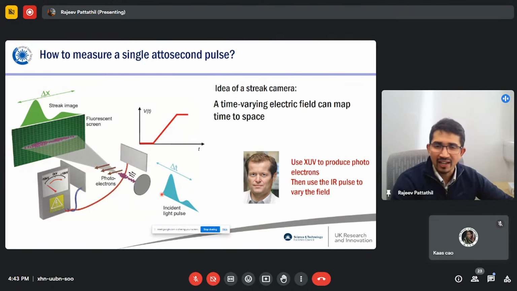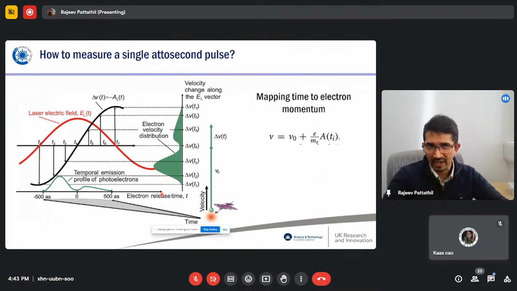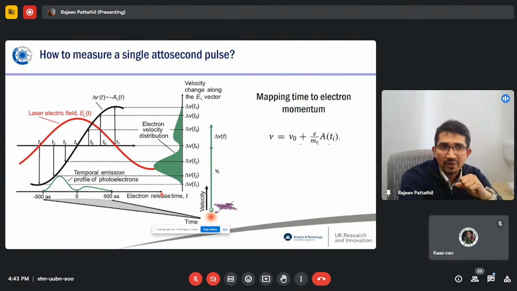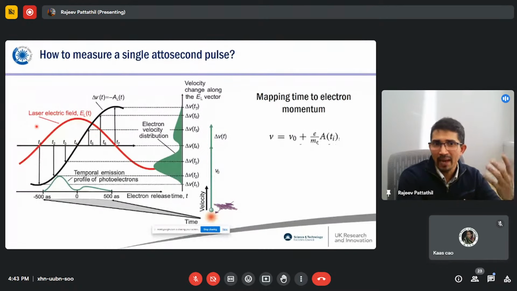So what Krausz did was to actually use the light field, or the driving infrared light field itself, to streak the XUV generated photons. So what he did was something similar. You took the high harmonic pulses, made an isolated attosecond pulse. I'll come to that in the next slide. Produced photoelectrons and swept the laser electric field across it to measure the energy or the momentum of the photoelectrons in order to actually map the shape of that XUV pulse, in which case this was an attosecond pulse.